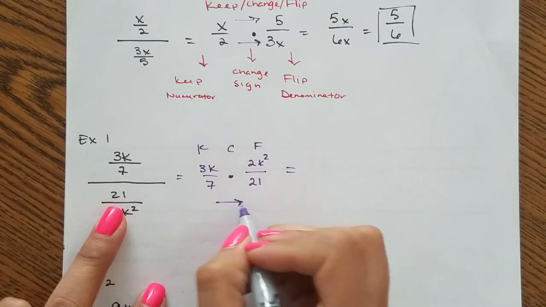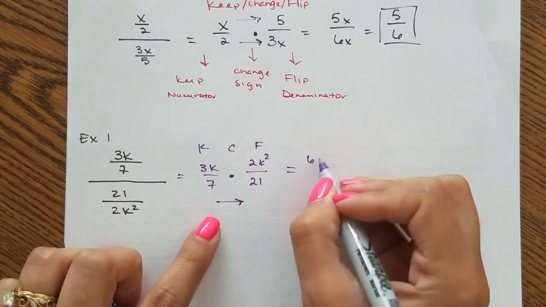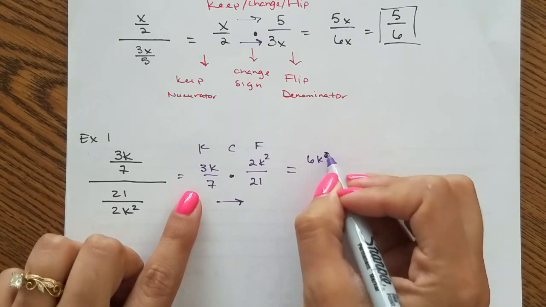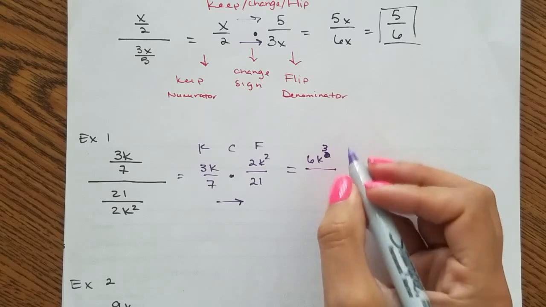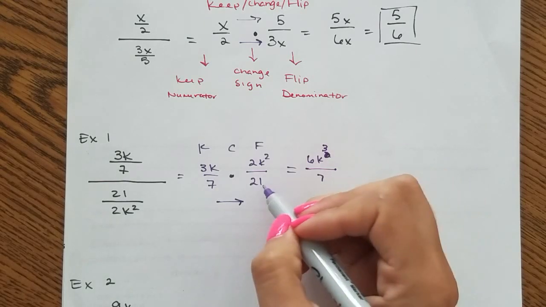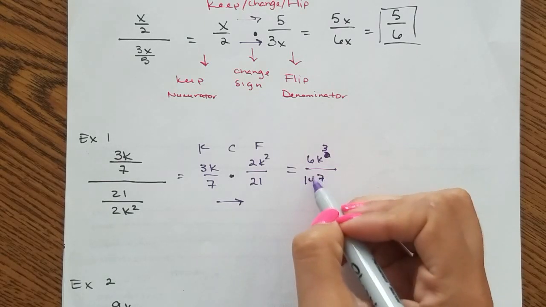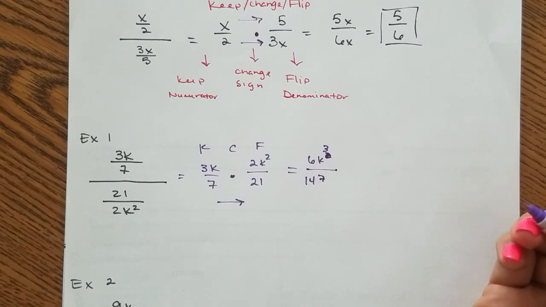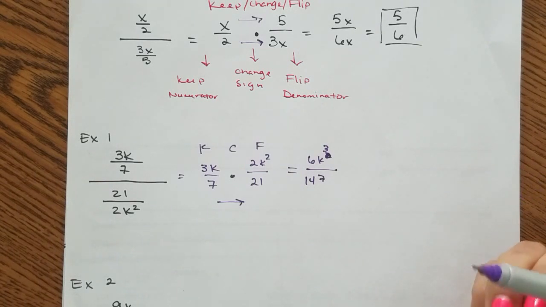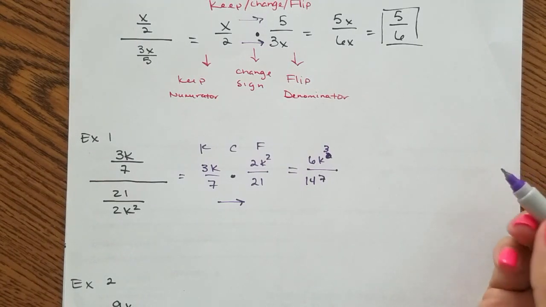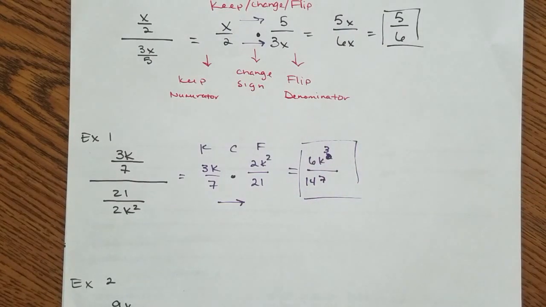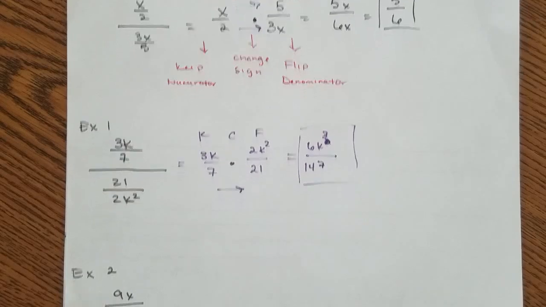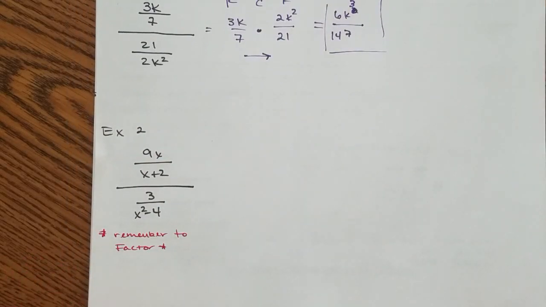We multiply straight across. 3 times 2 is 6, and k times k squared is k cubed. 7 times 21 is going to give you 147 here, and then that is not going to simplify. All right, so that's your answer there. That's all we're doing. They will get more complicated, and we will have to start to factor them.